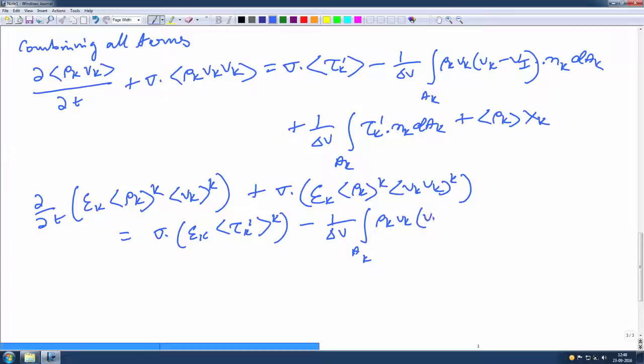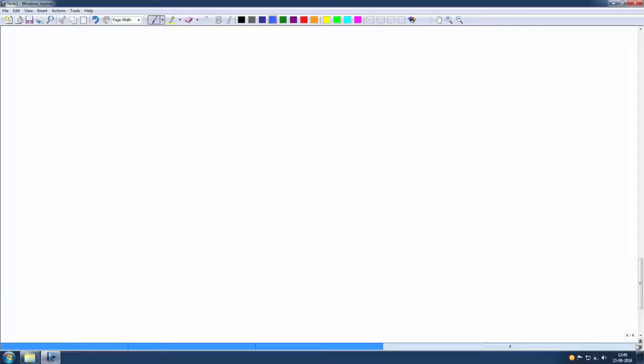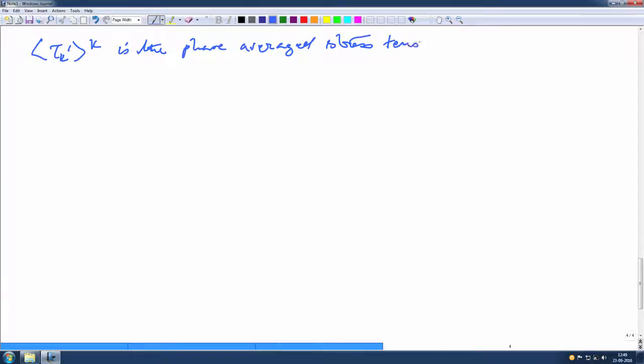Rho k v k, v k minus v I dot n k d a k, plus the additional terms that we are carrying because of the transformation that we did. So that is the expression that you get, whereas here tau k prime k is the phase averaged stress tensor for the kth phase. So that is what you have.